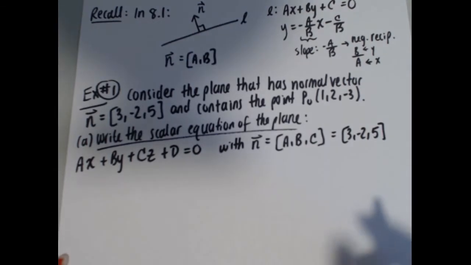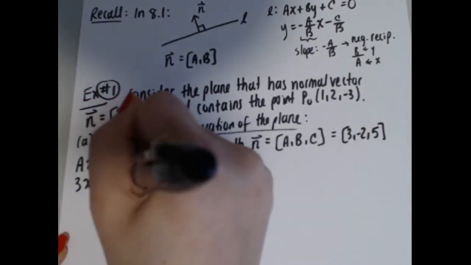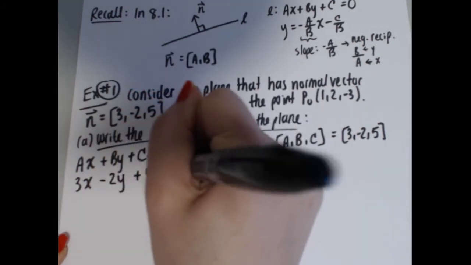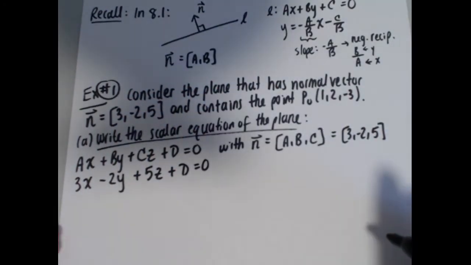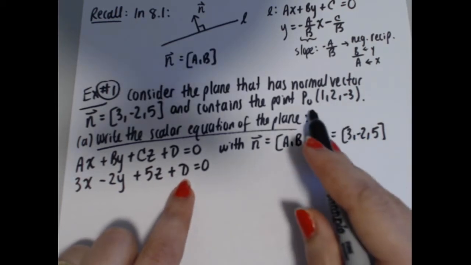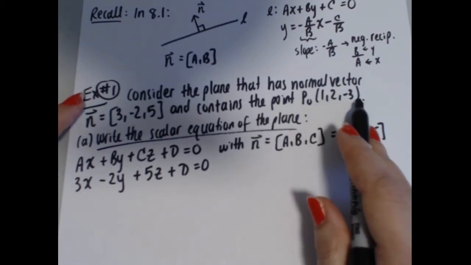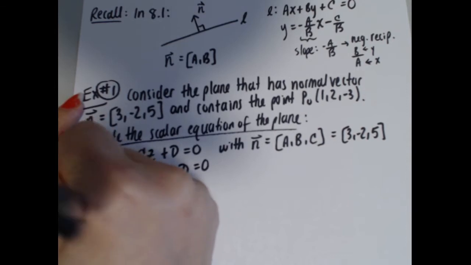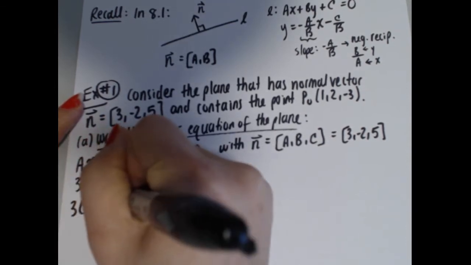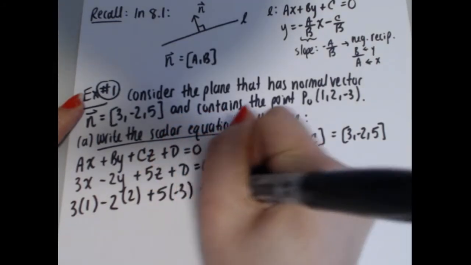Okay, so what that means is I'm going to plug those numbers in here. So 3x minus 2y plus 5z plus d is equal to 0. And so all that you need to find now is d. You've pretty much got the equation. And just like any equation that you need to determine one more piece of information to, you usually just need a point, and there it is. P0, (1, 2, -3). And those are the x, y, and z values respectively. So here I go. So 3 times 1 minus 2 times 2 plus 5 times negative 3 plus d is equal to 0.